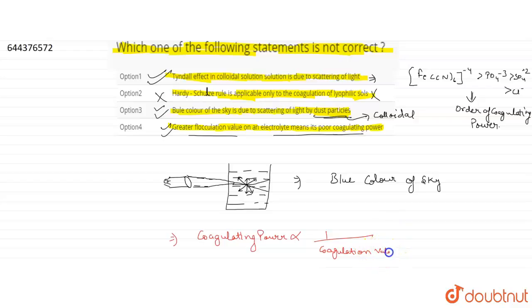So our option fourth statement is correct: the higher the flocculation value, the poorer the flocculating or coagulating power. The statement which is not correct is the second option, so the correct option for this question is option second. Coagulating power is inversely proportional to the coagulation value, or flocculating power is inversely proportional to the flocculation value. So a greater flocculation value of an electrolyte means poor coagulating or flocculating power.